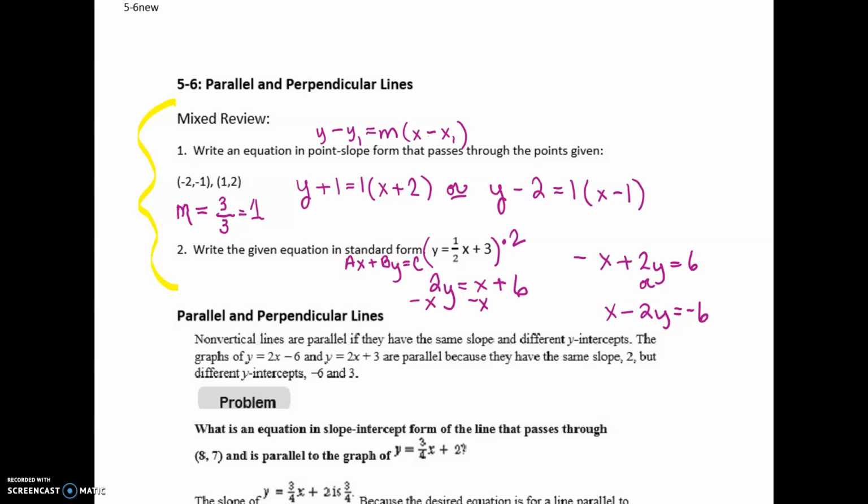Now, in this part, we're going to be talking today about parallel and perpendicular lines. So lines are parallel if they have the same slope and different y-intercepts. The graphs, for example, of these 2 equations are parallel because they both have a slope of 2, but they have different y-intercepts. One is -6, one is +3. So we know those lines would be parallel to each other if we were to graph them.